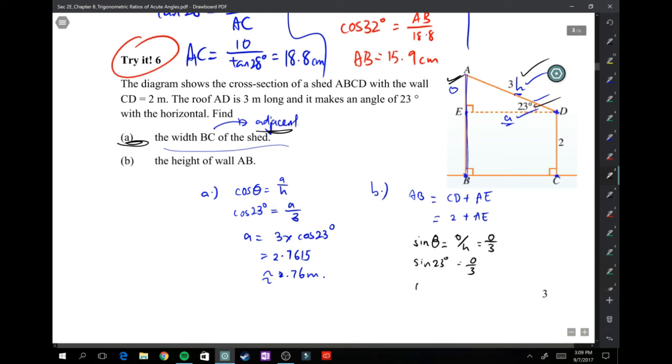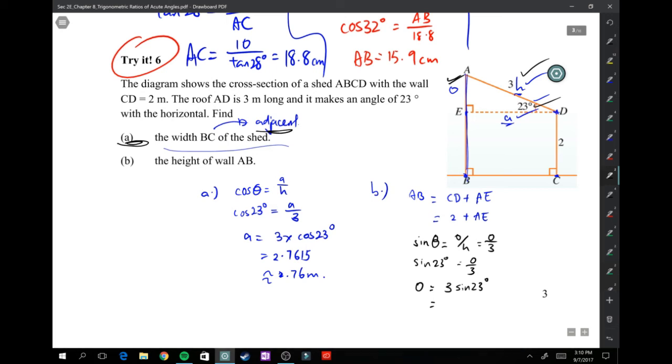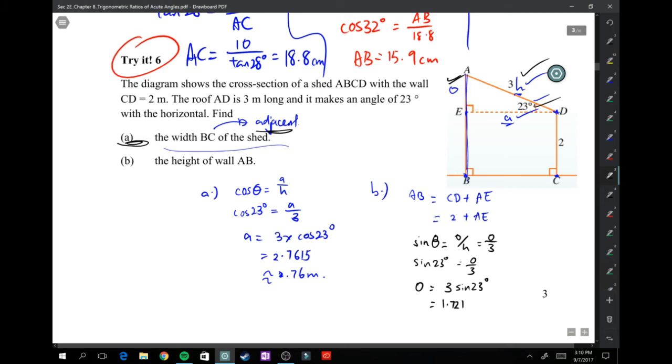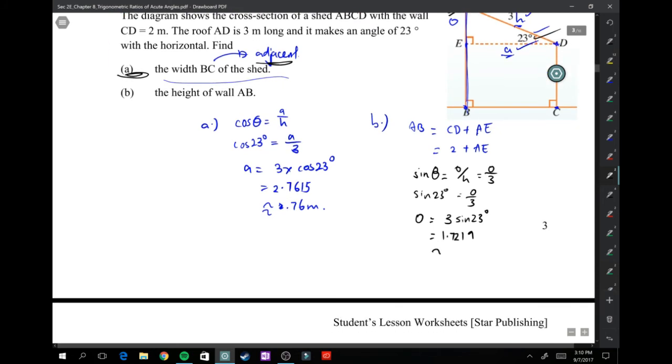So the opposite will then be 3 sine 23 degrees. You get 1.7219, which when rounded off to 3 SF is 1.72. So AB is just 1.72 plus 2, which is actually 3.72 meters. And that's it for page 3.